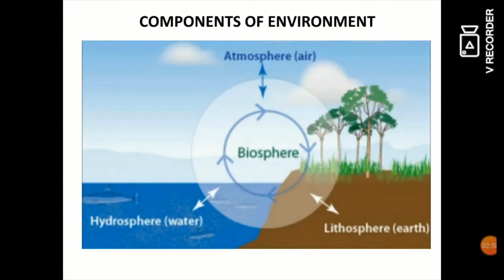This is a very simple self-explanatory picture that tells about the components of the environment. And you can see here all the components of the environment end with a common suffix, sphere. All four names end with a common suffix called sphere, right? So atmosphere, hydrosphere, lithosphere, and the fourth component called biosphere.